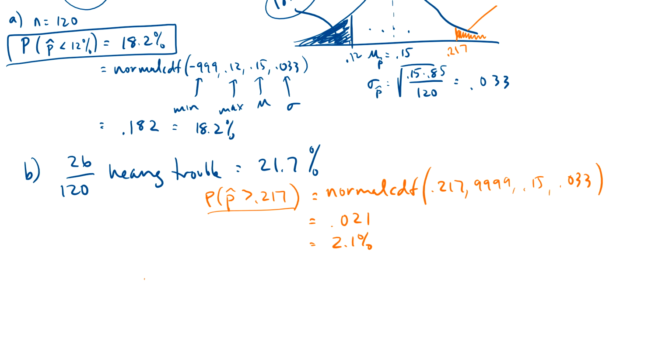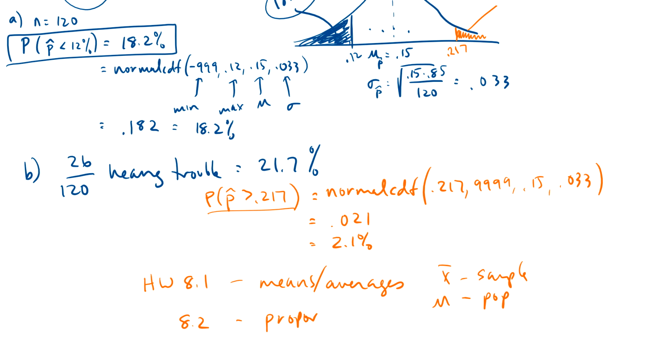Okay, so we've got a couple of topics for you. You've got 8.1, which is about means, which are averages, right? X bar is a sample, mu is the population, and then 8.2 is about proportions, and P hat is my sample percent, and P is the population.